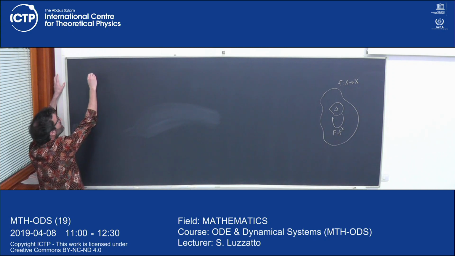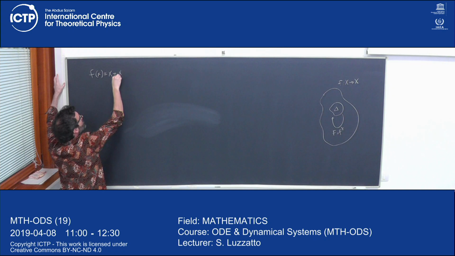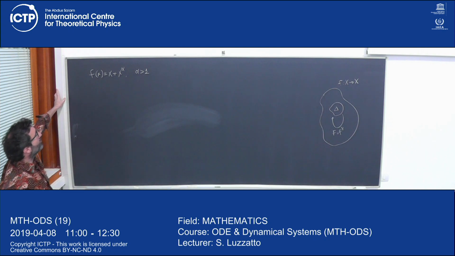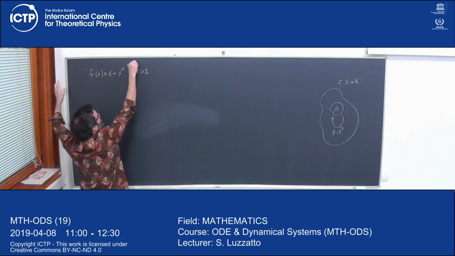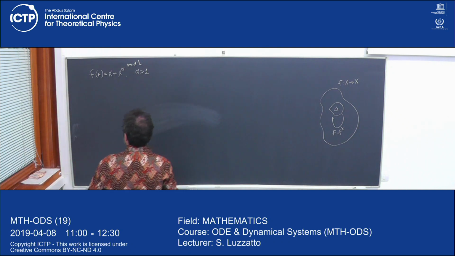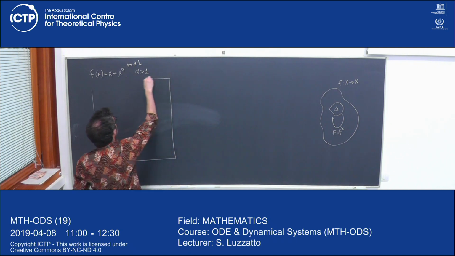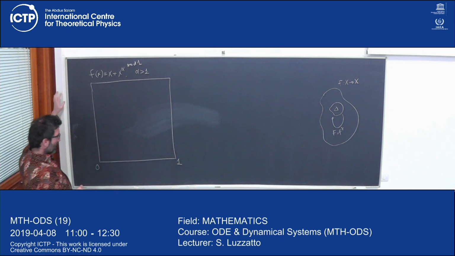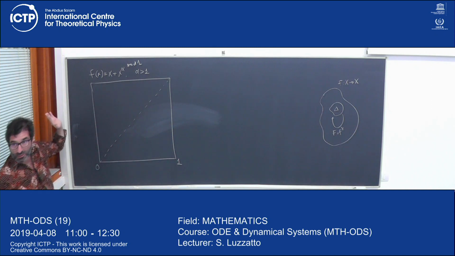The first one is the map f of x equals x plus x to the alpha, where alpha is greater than 1. And what does this map look like mod 1? Let me try to draw it well. Zero, one. Okay, so as we saw, this is a full branch map.